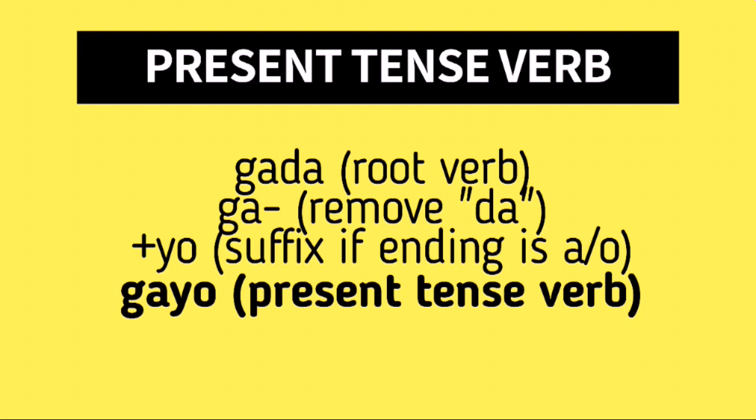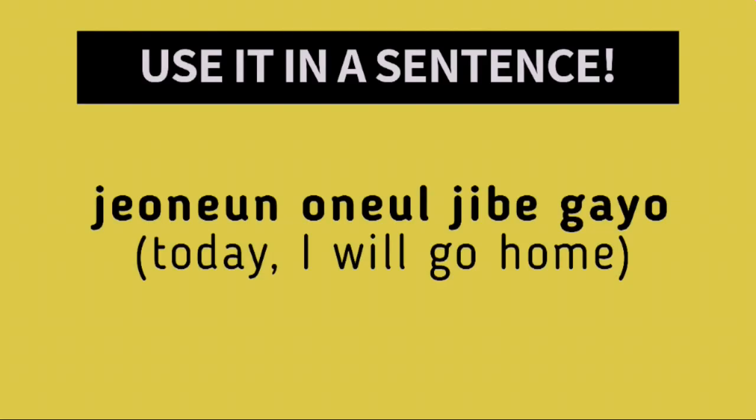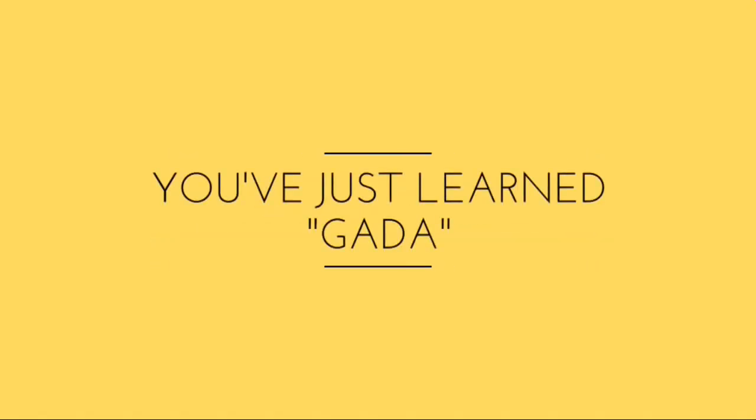Therefore, gayo is the present tense verb. And therefore, the meaning of the sentence 저는 오늘 집에 가요 is simply, today I will go home. And with that, you just learned gada.